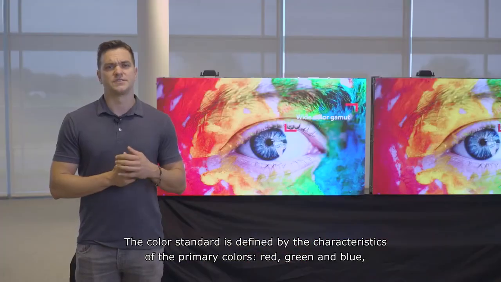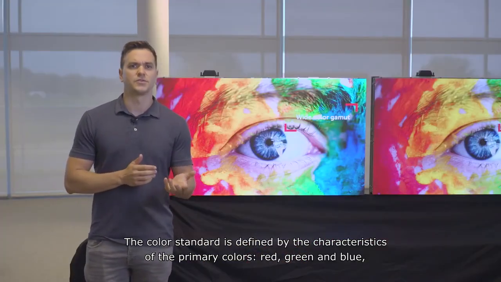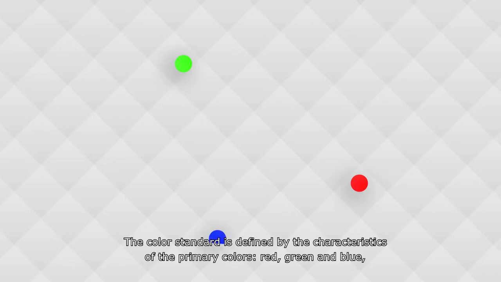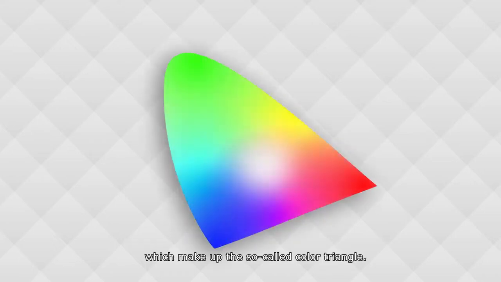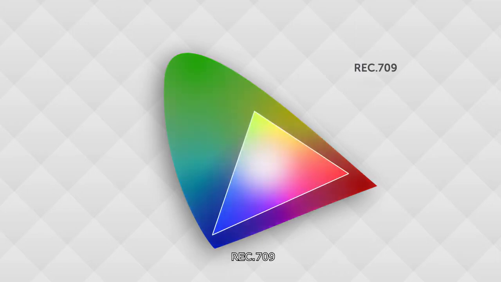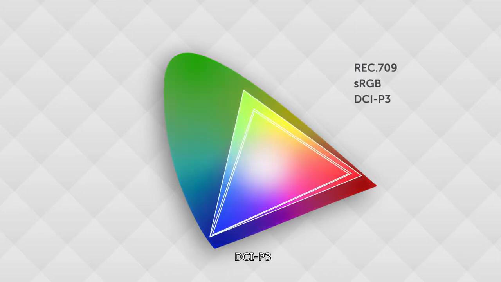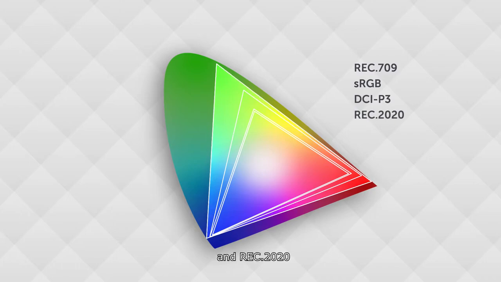The color standard is defined by the characteristics of the primary colors red, green, and blue, which make up the so-called color triangle. Examples of widely used color gamuts are Rec 709, sRGB, DCI-P3, and Rec 2020.